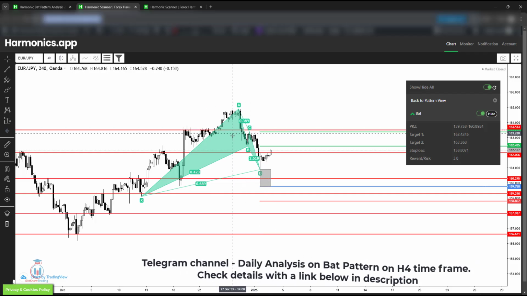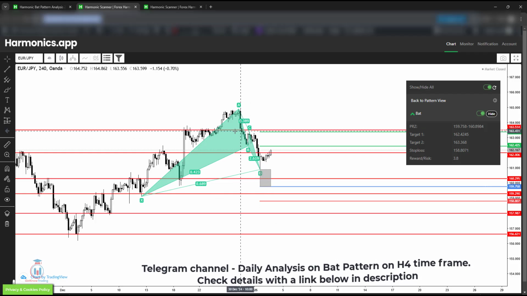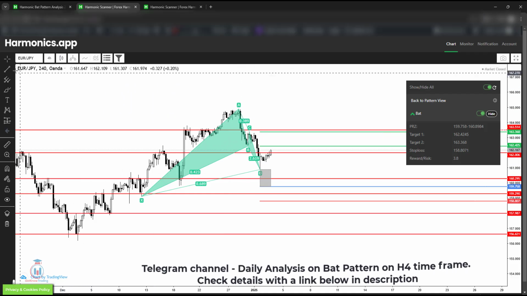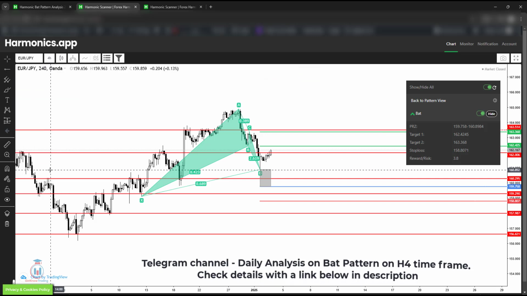You can see that I already have put the support and resistance levels on the chart. I could also put this one here, which is also very important. Just a minute. Horizontal.